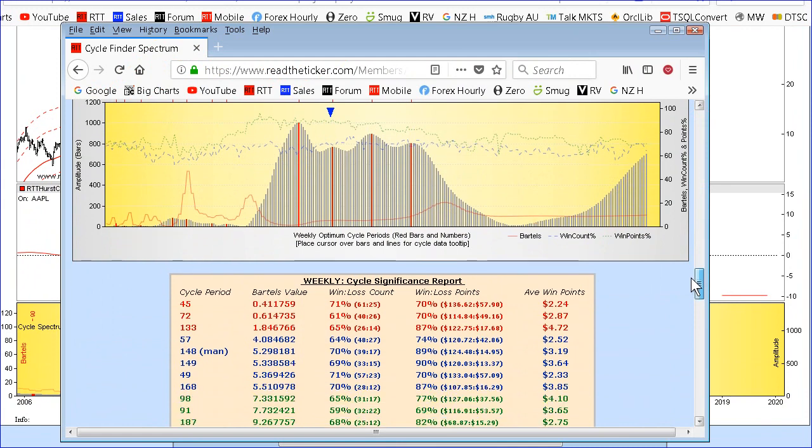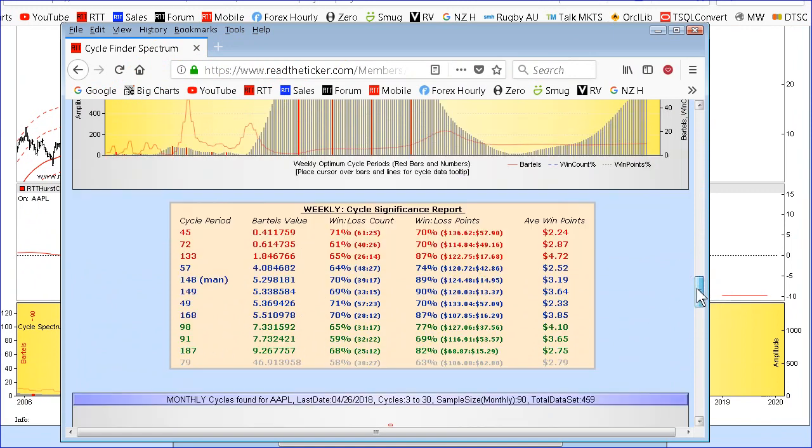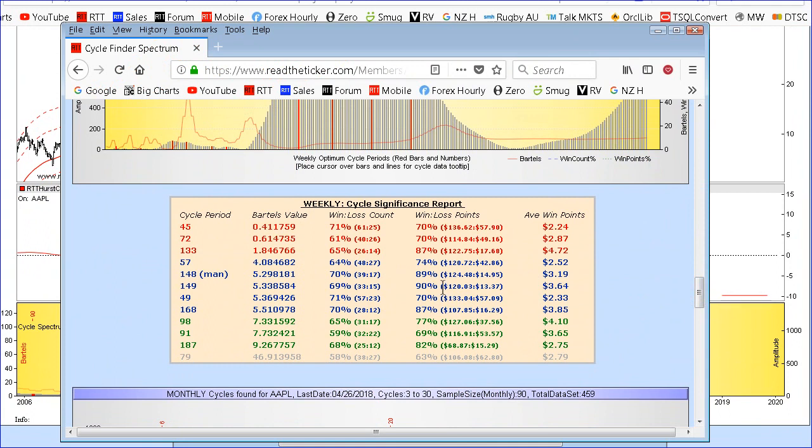Here is the weekly. And the reason why I got 148, it's not the best Bartel score like 45 is, but it's actually got the best win-loss points ratio. So there's multiple statistics you can use. I mean, Bartel's value is very important, but you can take into account the movement of the price. So I also like to look at how good the win-loss point ratio is. That's why 148 looks pretty good there. I actually should have put 149, but who's splitting hairs. That's why I found it quite attractive. And there's another one here at 168, but we're using 148 for the example today.